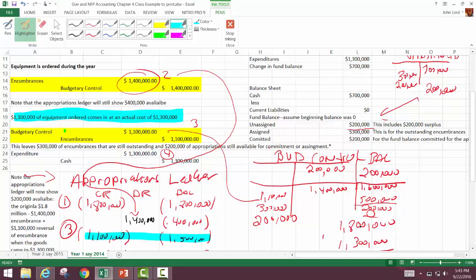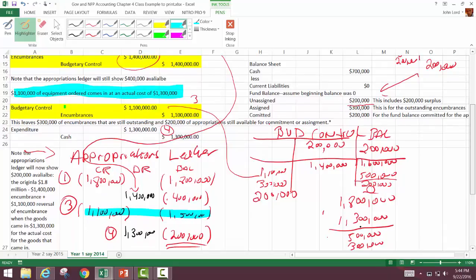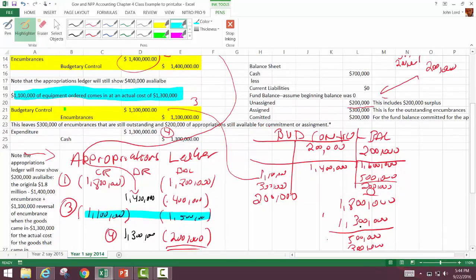But then what? Then we go ahead and we put in the actual expenditure here, don't we? We debit expenditure, we credit cash right here. Debit expenditure, credit cash. You come down and you put that expenditure into the appropriations ledger. And now we know we only have 200,000 left to go on this, right? And it makes sense that we only have 200,000 left to go because what?